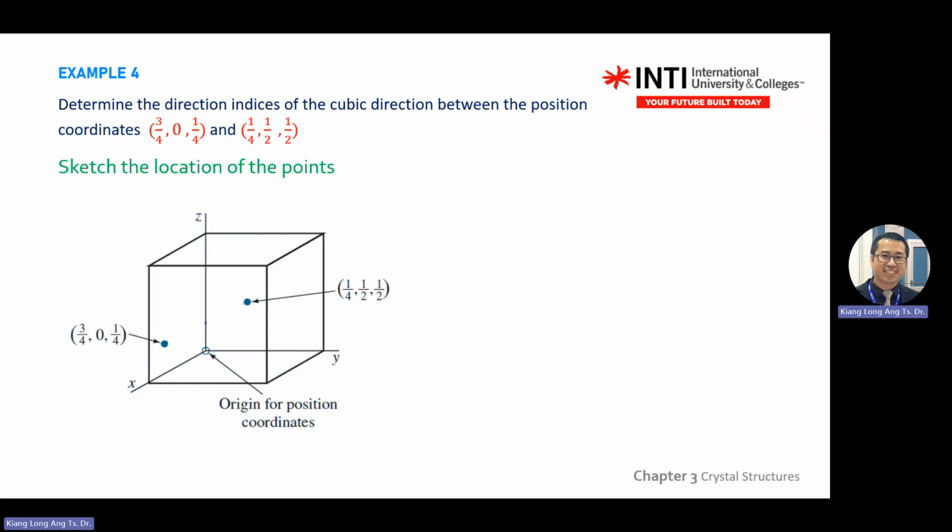Then half of Y. This is half. Draw one line up. So quarter, half here. So this is half. You want to draw a direction between position 3/4 to 1/4. So this is the vector.